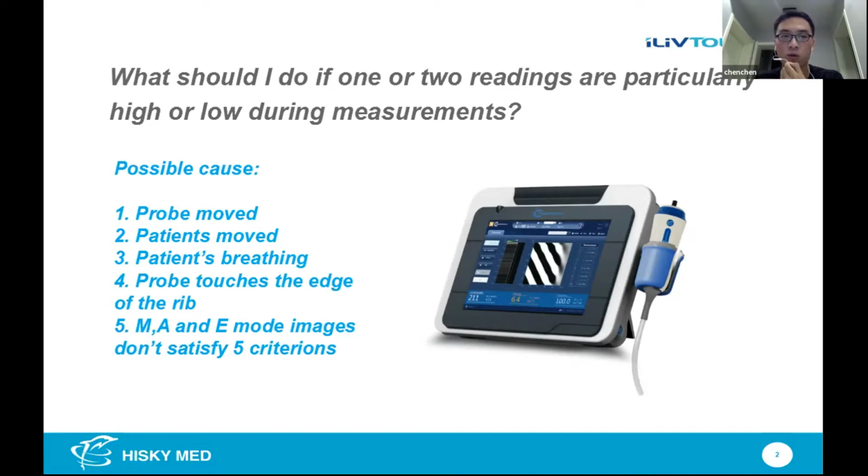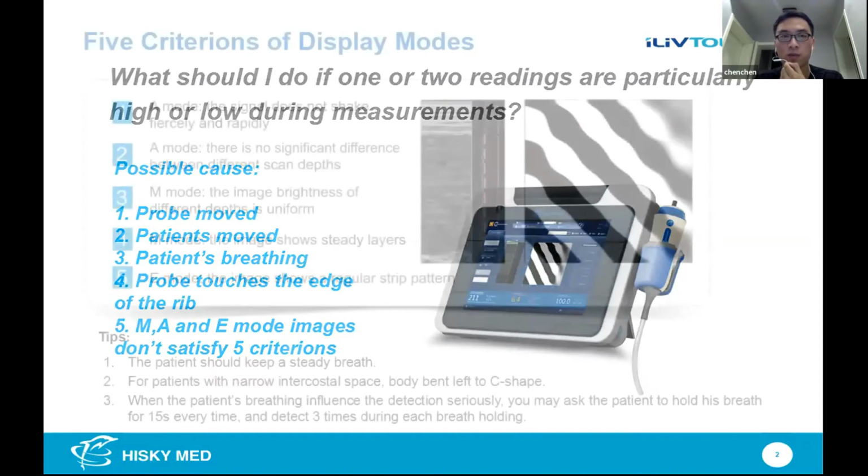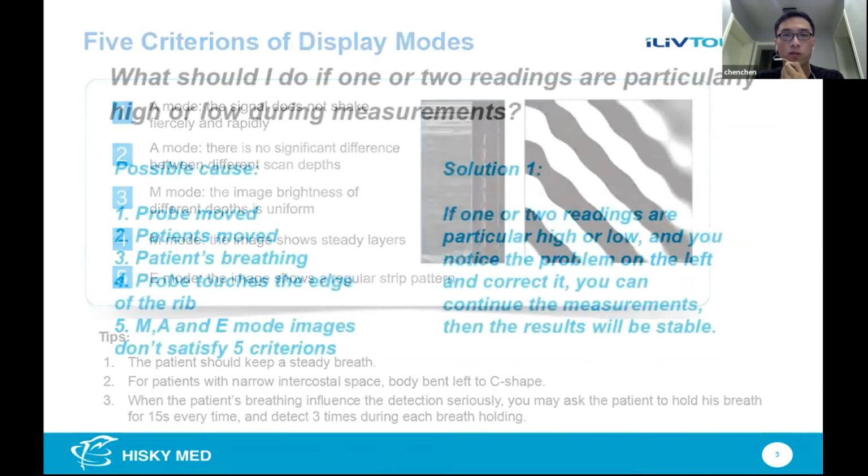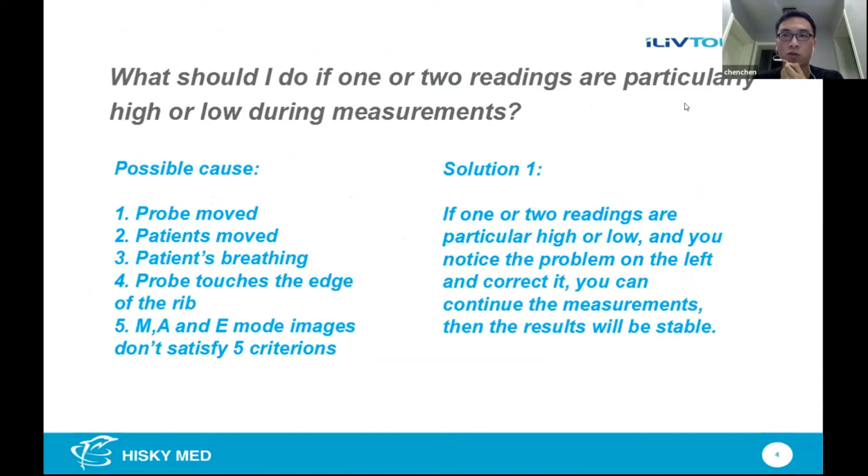And the fifth cause, of course, is the three mode pictures. We need to satisfy the five criteria I just explained. So the solution for this case, if I get one or two high or low readings, is that we can note the problem on the left and continue the measurements. If all the possible causes are avoided, you can continue to do the measurements, and the results will be stable after you step on the foot switch a few times. So it will be stable.